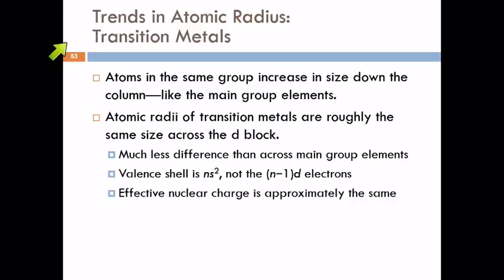In the transition metals, we see less predictability, which is generally how those transition metals are. As we go down in a group, we still see increases in size, but as we go across, there's much less difference than across the main group elements. And that's because the valence shell is ns2. It's not the d electrons, it's the s electrons. And so adding more of those d electrons is not really going to mess with the size. The effective nuclear charge is approximately the same.